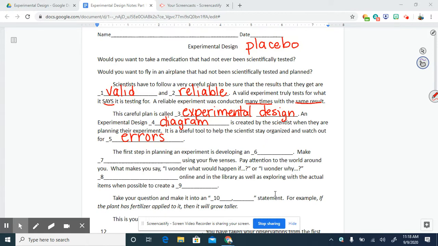The first step in planning an experiment is developing an idea. The best way to do this is to just make observations using your 5 senses. Pay attention to what's going on in the world around you and what things make you go, I wonder why that happens, or I wonder what would happen if I did this.